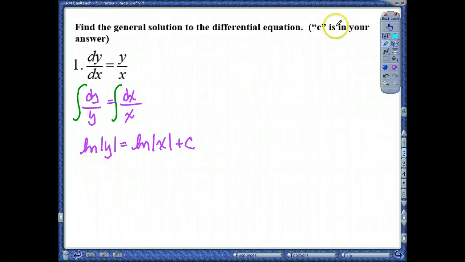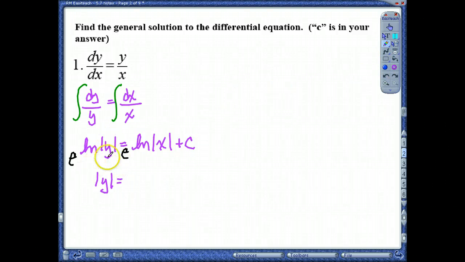Then we're going to solve for y, so we're going to have to e both sides. So we end up with the absolute value of y equals the absolute value of x plus some mystery constant. Oops. Sorry kids, hold on. Gotta go back.